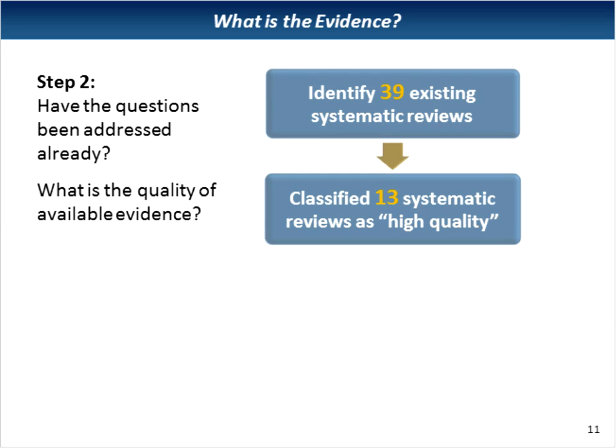While establishing the priorities that lie ahead, we also looked at the literature, trying to identify, digest, and assimilate the existing evidence. And we did a comprehensive literature search for systematic reviews. We identified 39 systematic reviews and classified 13 of them as high quality. Those 39 reviews are Cochrane as well as non-Cochrane reviews.